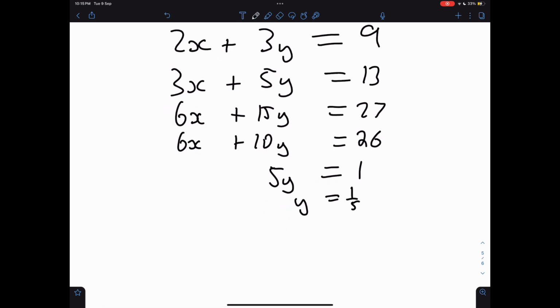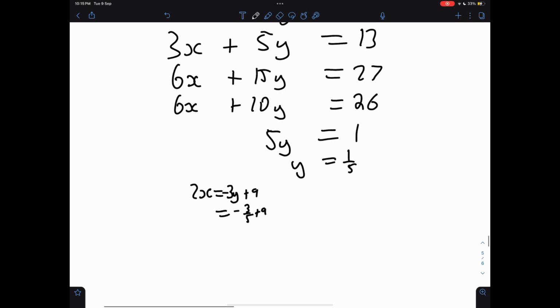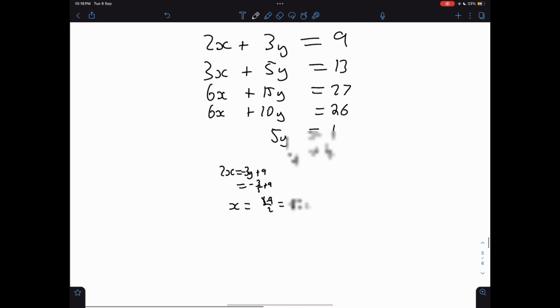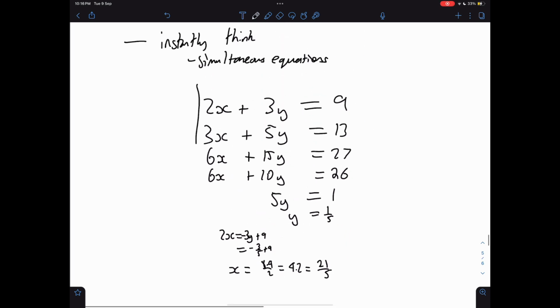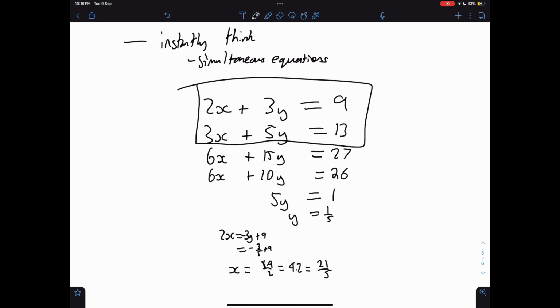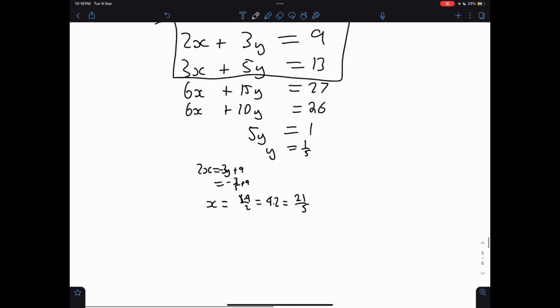And then we would substitute back in. So 2x equals minus 3y plus 9. So it's minus 3/5 plus 9. And then we'd divide that by 2. So that's 8.4 over 2, which is 4.2, which is 4 and 1/5. It's 21/5, I think. Doesn't matter. You could have done a mixed fraction as well. So if it asked, what is the point of intersection of 2x plus 3y equals 9 and 3x plus 5y equals 13, you'd say the point of intersection is 21 over 5, 1/5.